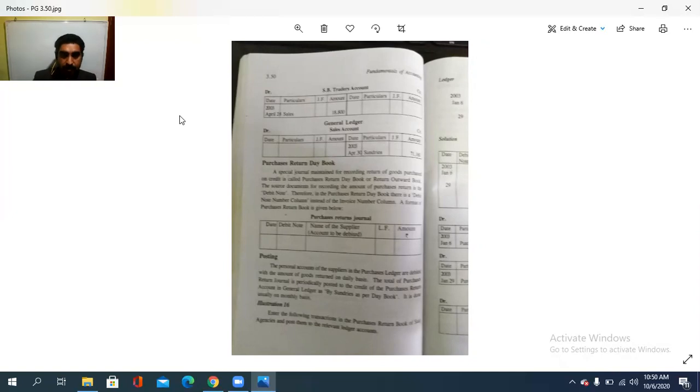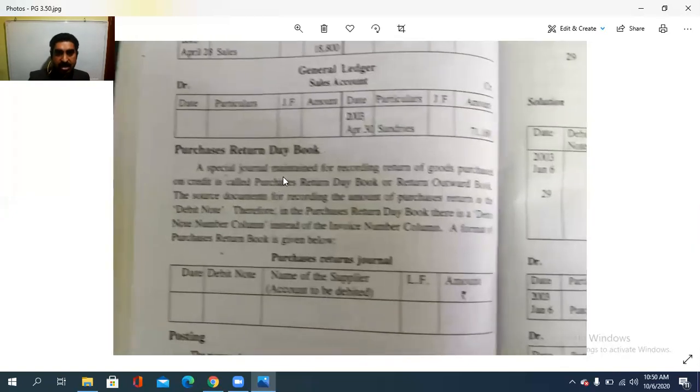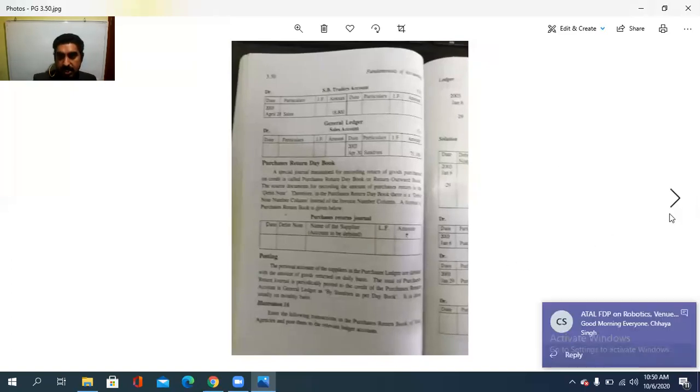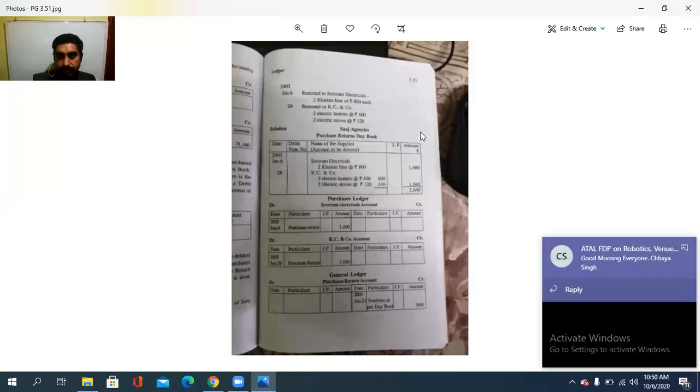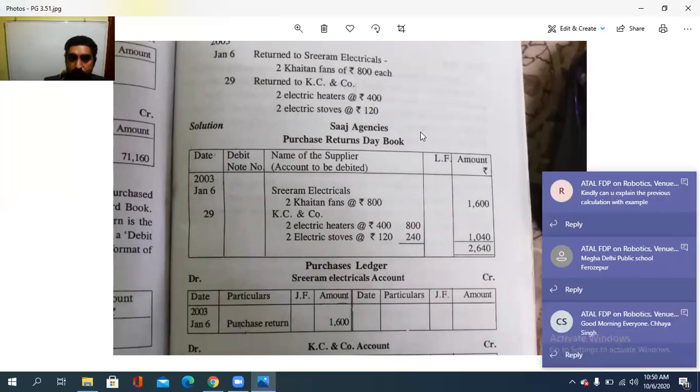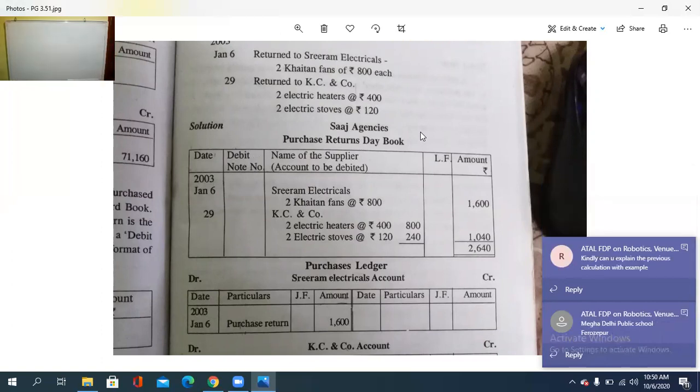Then the format for this is this one. See, the date, then debit note, then name of the supplier, then ledger folio and the amount. So we are going to prepare this question. Return to Sriram Electricals 2 table fans of rupees 800 each, and return to KC and Company 2 electric heaters at rupees 400 and 2 electric stoves at rupees 120. See how it is to be.